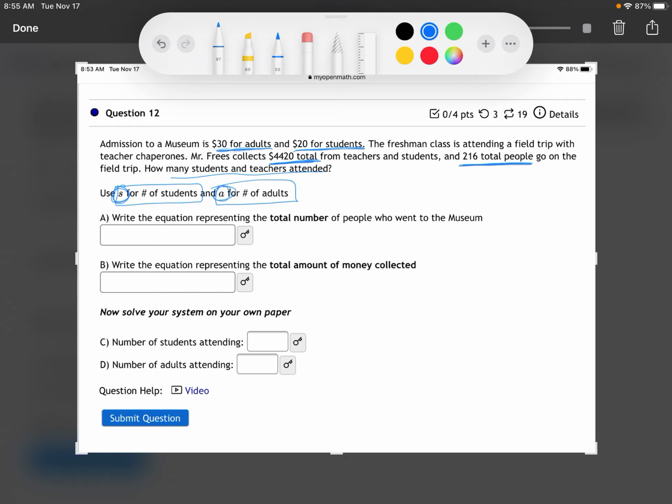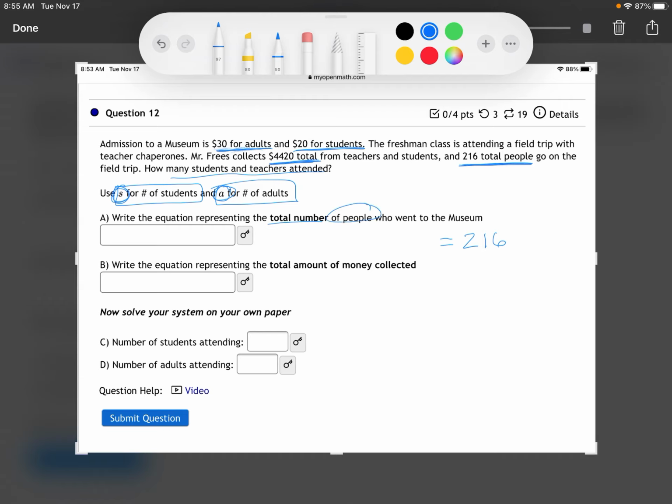So now we need to write equations, and you have a couple questions that ask you for equations, including this one, and then a couple that ask you for your answers, including this one. So for writing the equation representing the total number of people who went to the museum, I have 216 total people. Anytime you have a total, you just put it over here, equals 216. So 216 is my total, and I need to figure out the other side of the equation of what makes up that total.